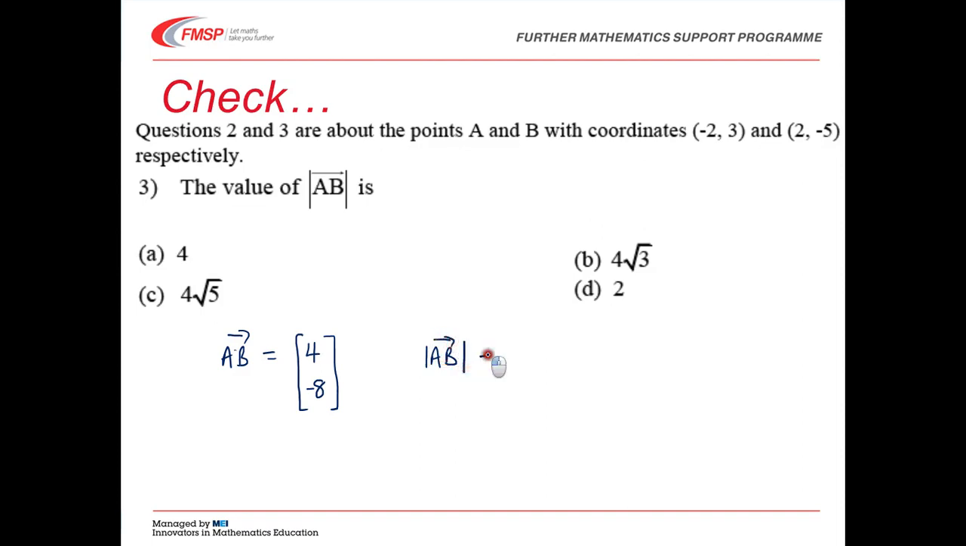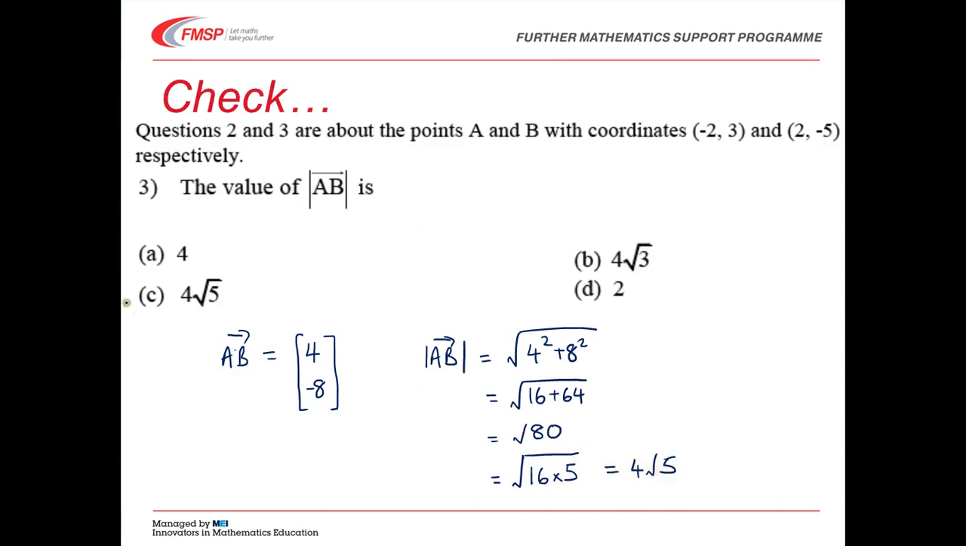and the magnitude of that vector is the square root of 4 squared plus 8 squared, which is the square root of 16 plus 64. Square root of 80. You could simplify that using a calculator, but it's great if you can do it without. 80 is 16 times 5, where 16 is a square number. So that's 4 root 5, which is C.